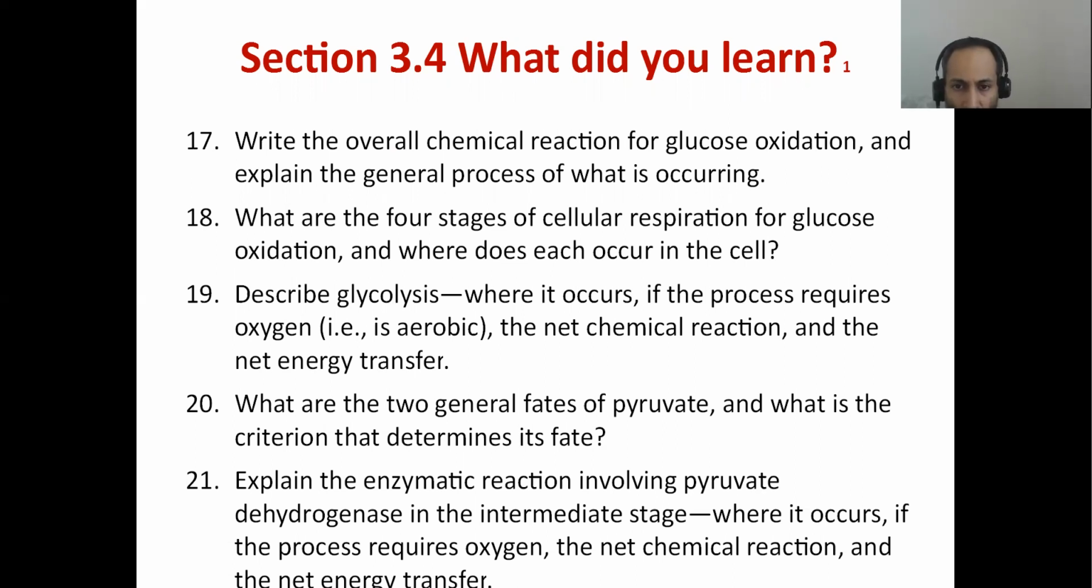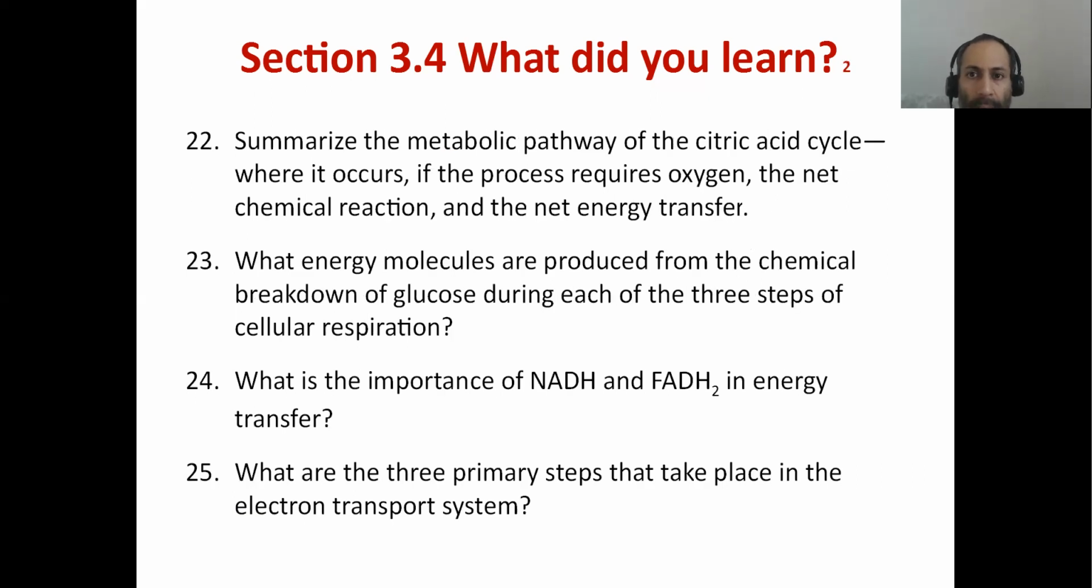Explain the enzymatic reaction involving pyruvate dehydrogenase. Okay, so we are going to move across that one. Summarize the metabolic pathway of the citric acid cycle. You can look at the cycle, but I do not expect you to remember and memorize each and every stage and all the enzymes involved there. What energy molecules are produced from the chemical breakdown of glucose during each of the three steps of cellular respiration? ATP. What is the importance of NADH and FADH2 in energy transfer? They are the electron donors to be passed around during the electron transport chain to generate energy, to power the formation of ATP.